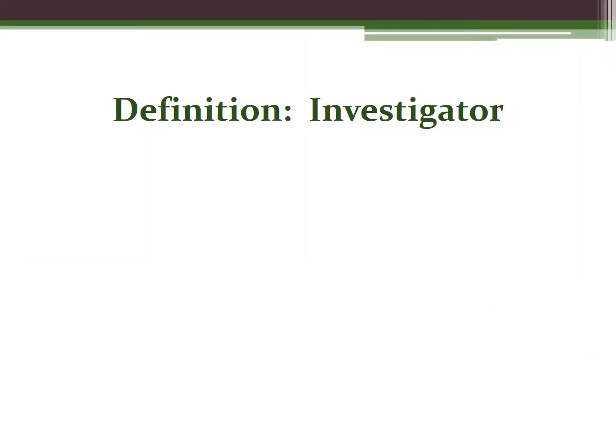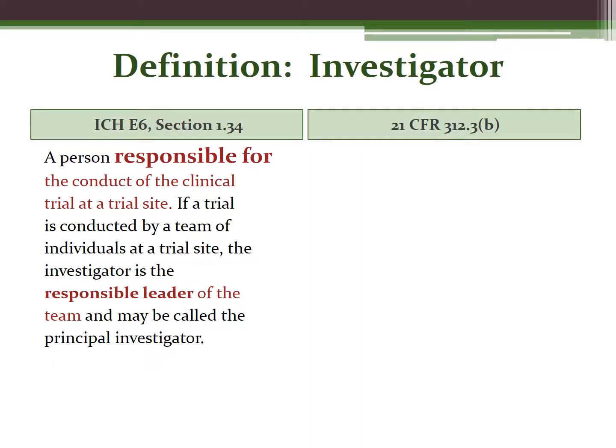So what is an investigator? That's the very first question, and we're going to find two different answers here. The first one is in ICH E6, section 1.34, which is the glossary. An investigator is a person responsible for the conduct of the clinical trial at a trial site. If a trial is conducted by a team of individuals at a trial site, the investigator is the responsible leader of the team and may be called the principal investigator. Most of the time you'll hear people refer to PI for principal investigator.